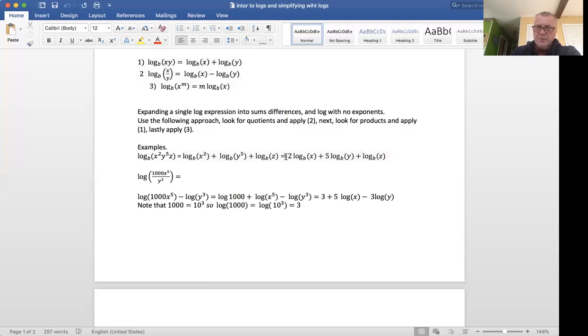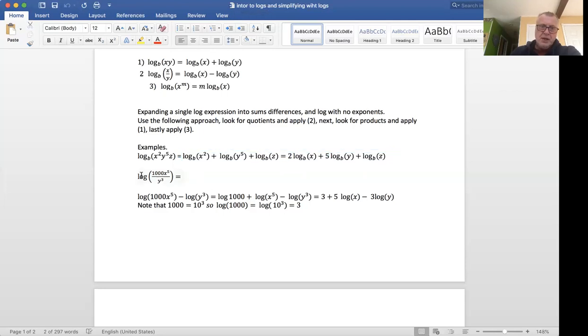There's a square here, so we bring it in front and multiply log base b of x by 2. There's a fifth power here, so we bring that down front and multiply 5 times log base b of y. And then we have log base b of z. No exponent, doesn't change.